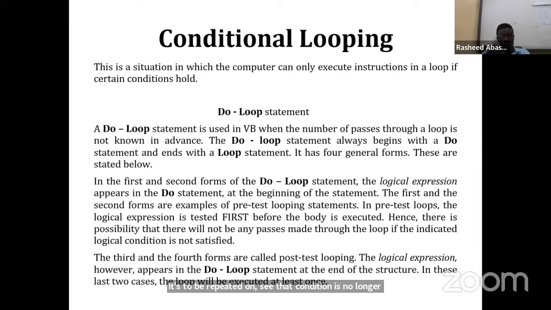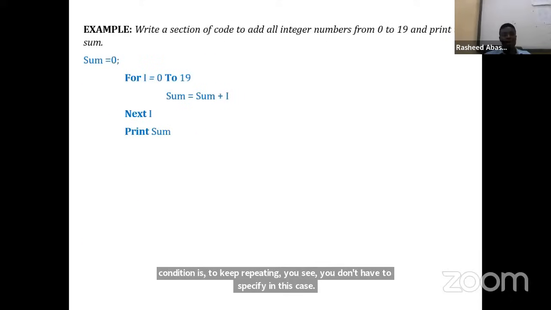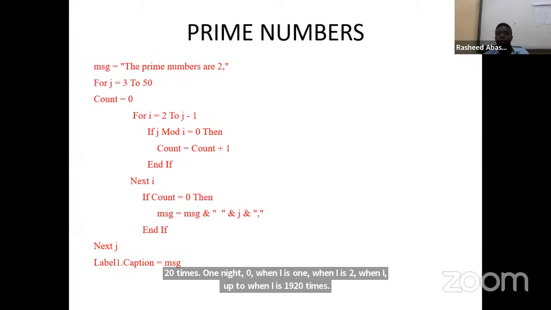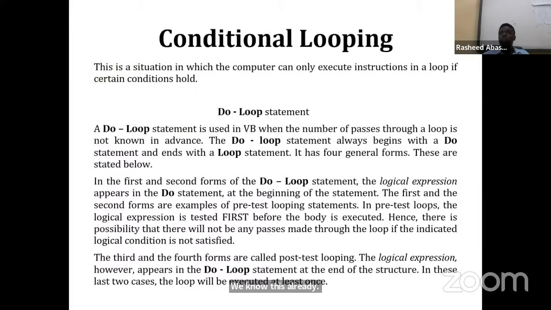So if this is true, repeat. In as much as that condition is true, it will keep repeating. You see, you don't have to specify. In this example, we know that our loop is going to repeat 20 times. When i is 0, when i is 1, when i is 2, when i is 3, up to when i is 19, 20 times. We know this already. But in conditional, you may not know ahead the number of times that the loop is going to be repeated, but there's a condition that you have attached that in as much as this condition remains true, keep repeating.